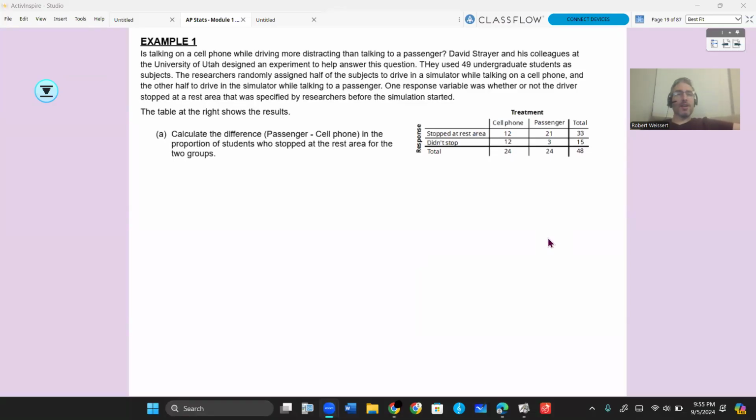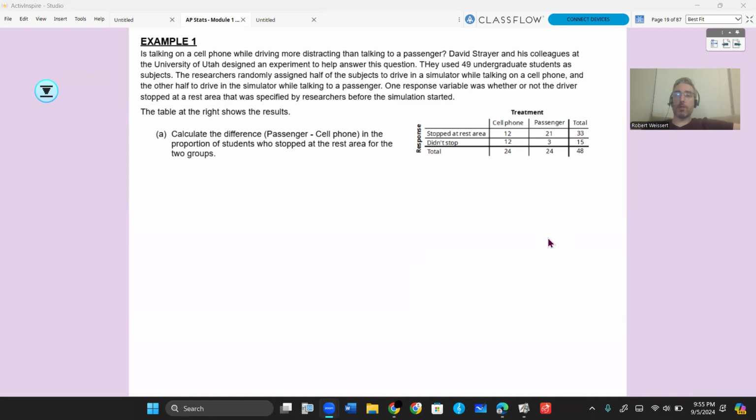Example 1. Is talking on a cell phone while driving more distracting than talking to a passenger? David Strayer and his colleagues at the University of Utah designed an experiment to help answer this question. They used 49 undergraduate students as subjects. The researchers randomly assigned half of the subjects to drive in a simulator while talking on a cell phone. The other half were to drive in the simulator while talking to a passenger.